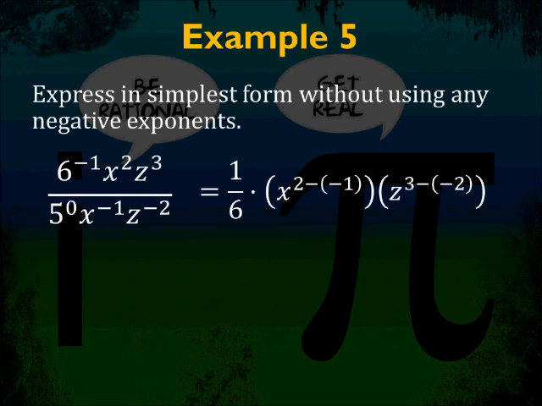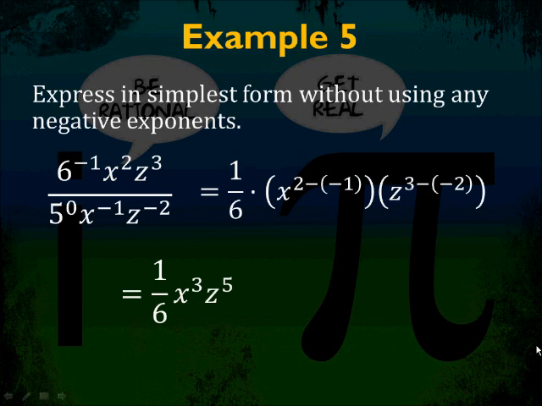1 over 6. It's merely 1 over 6 to the first power. So 5 to the 0 becomes 1, so we don't have to worry about that anymore. Remember, when you are dividing fractions with the same base and different exponents, you merely subtract. So 2 minus negative 1 and 3 minus negative 2. So let's see where this leads us.